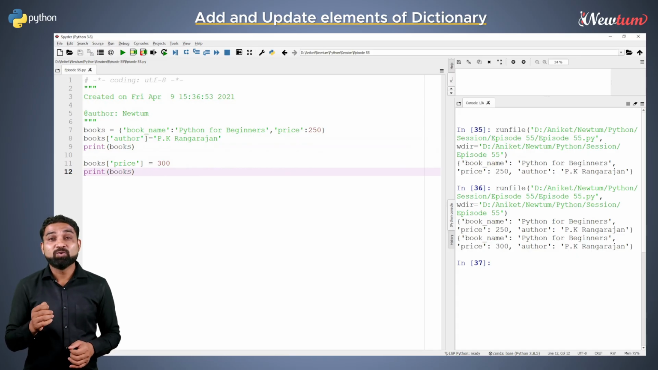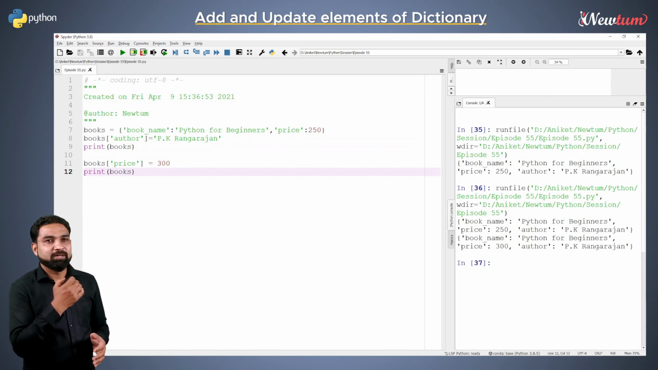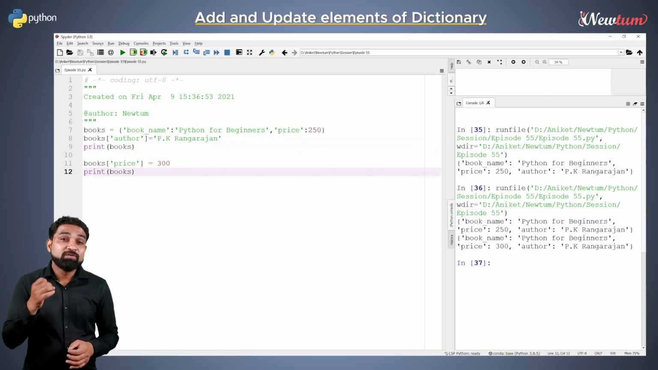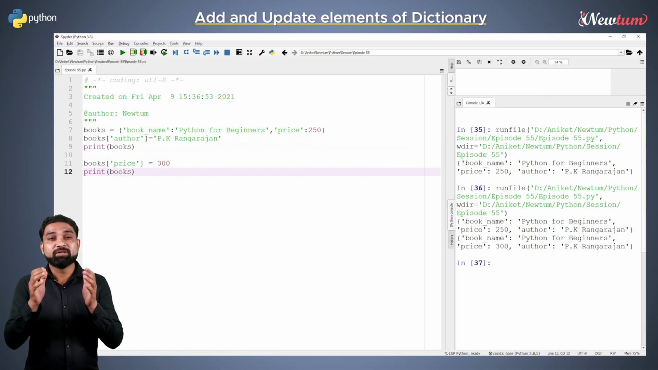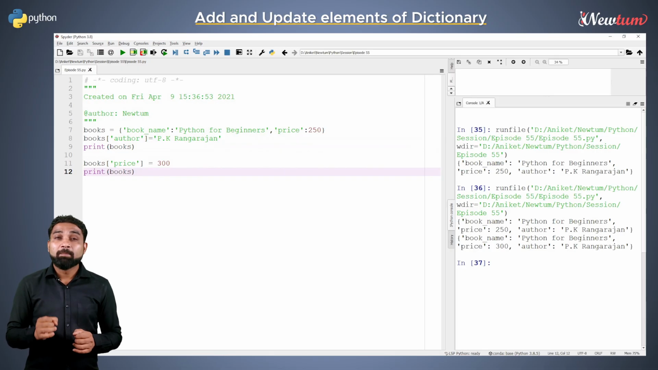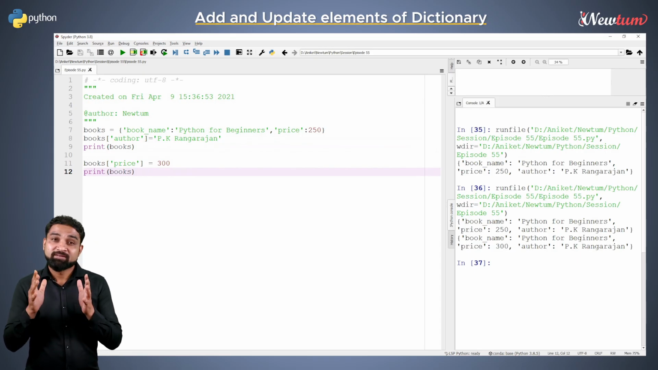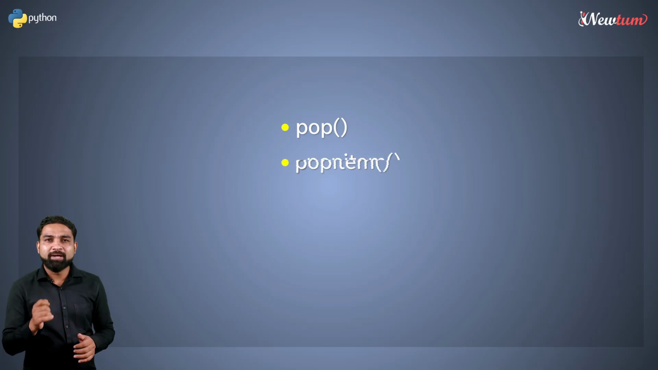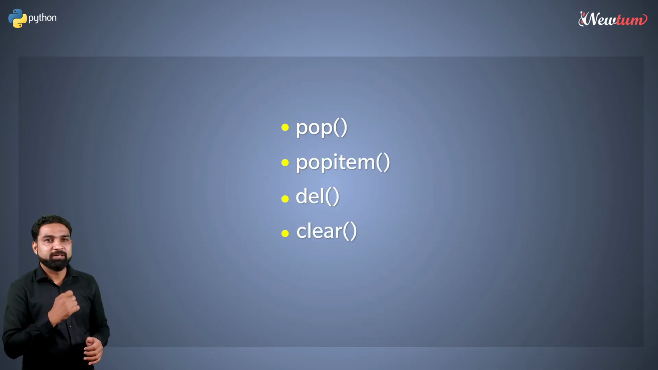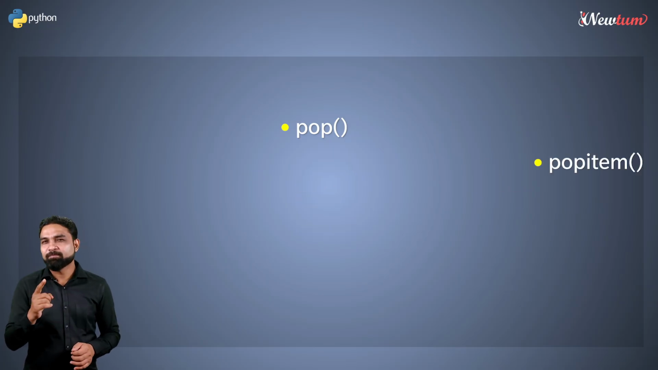Well, we studied how to add an element in dictionary and update the dictionary. And I think it's pretty simple. Now, we will see how to remove the element from the dictionary. Well, Python provides 4 methods to remove the element from dictionary. That is pop, popitem, del and clear. Let's see them one by one.